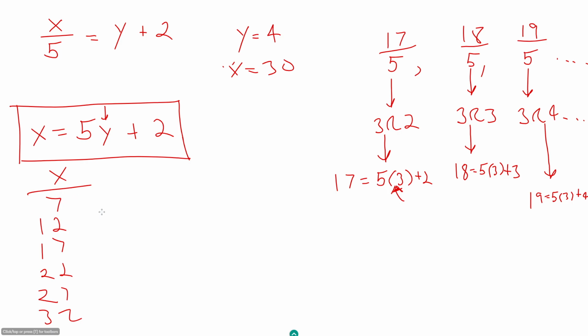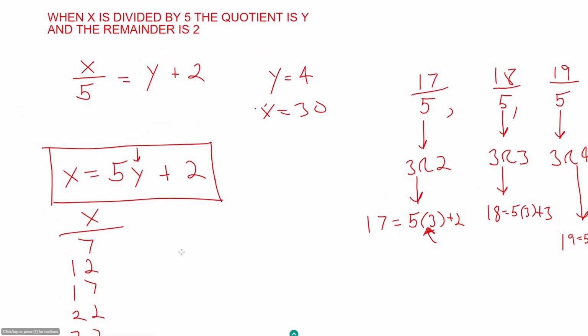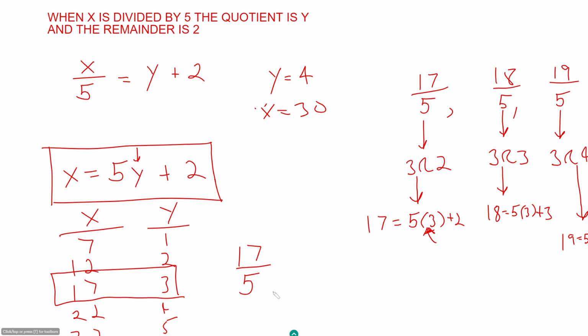And so if we wanted to, in this case, this was when y was 1, y was 2, 3, 4, 5. So we can test one of our examples here. When 17 is divided by 5, the quotient is 3 and the remainder is 2. And that is accurate because we had here 3 remainder 2.